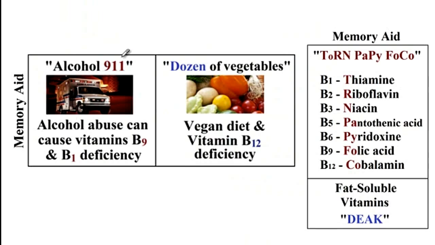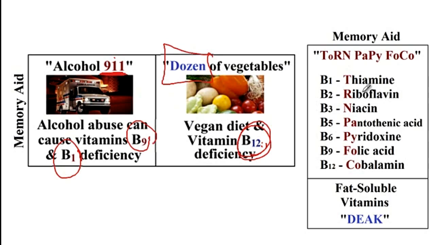So alcoholism causes vitamin B9 as well as vitamin B1, or thiamine, deficiency. So alcohol 911: every time someone has alcohol toxicity, you call 911. So alcohol abuse can cause vitamin B9 and vitamin B1 deficiency. And then a vegan diet also causes vitamin B12 deficiency. So here I have a dozen vegetables. So dozen goes for vitamin B12.